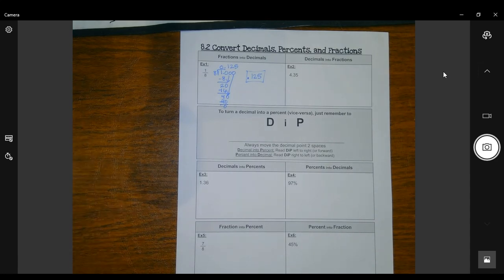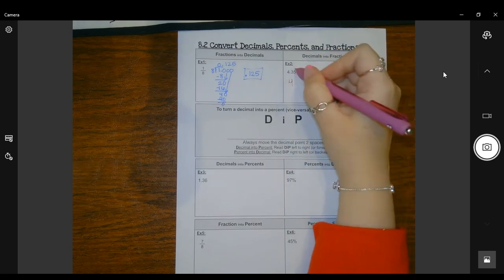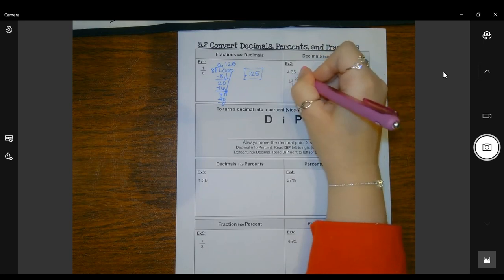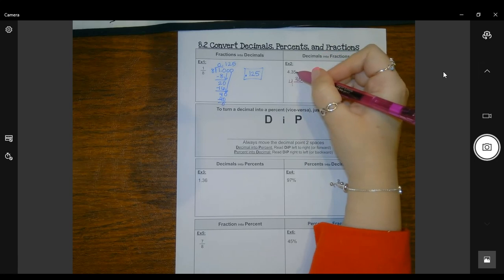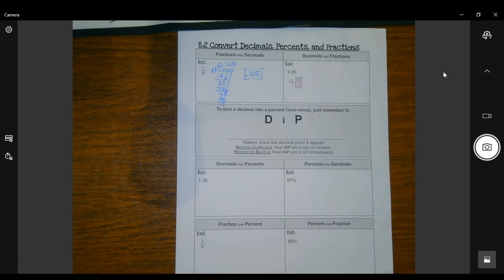For the next one, when you want to change a decimal into a fraction, okay, the whole number stays a whole number. But this number after the decimal, that's your numerator. And then your denominator is what place value this is in. Well, this is in the hundredths place, so it's 35 hundredths. And there you go. It's 4 and 35 hundredths.